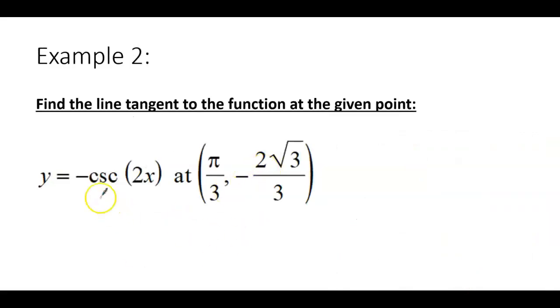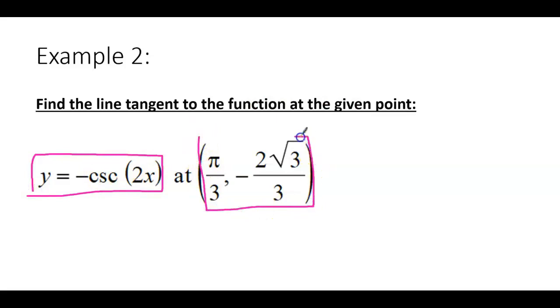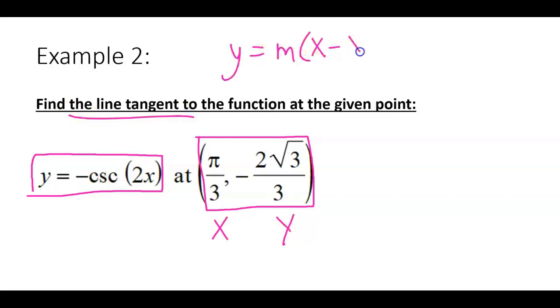All right, so here we go. Find the line tangent to the function at the given point. So here's my function, and here's the point. Okay? So what they've given us is an x value and a y value. And if I'm trying to find a tangent line, that means we need this, right? The good news is they've already given us most of the stuff we need. They gave us the x1, they gave us the y1. All we need now is the slope.